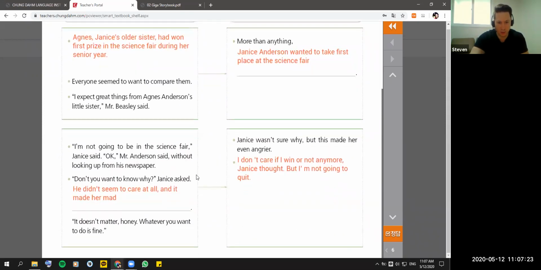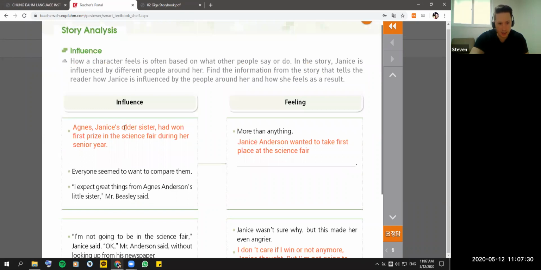This is pretty straightforward. You just use the scanning, find the parts, and then connect. You can also look for words in what is here to connect that. What words here relate to influence, what words on the right side relate to feeling.